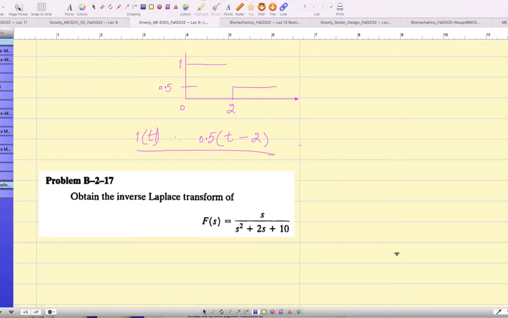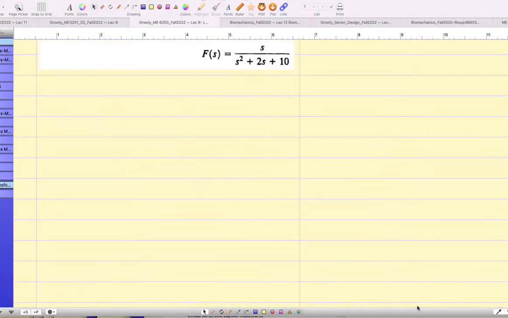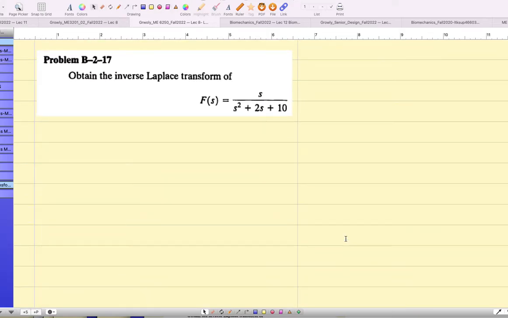Okay, the question is to obtain the inverse Laplace transform of the function given over here. The first thing I would do is try to see if I can factorize it. But in order to do that, you can write down this formula.